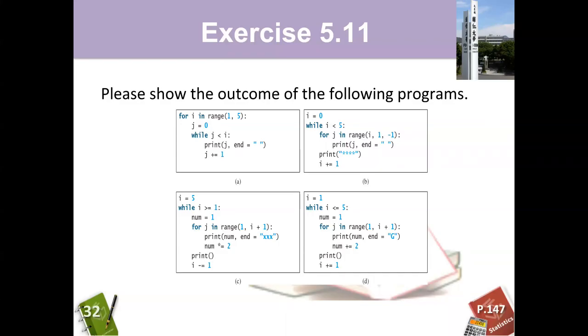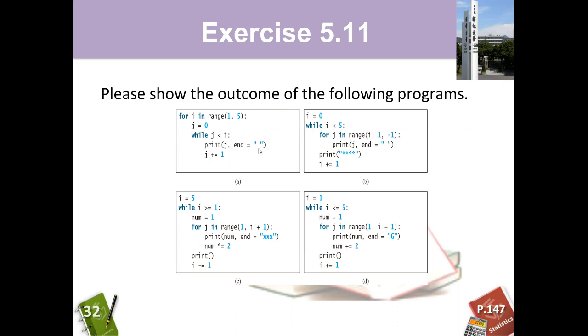Okay, I think you have already finished the multiplication table. So now we will do exercise 4.11. It is in your textbook, page 147. This is our 4 different algorithm programs here. Please show the outcome of the following programs.